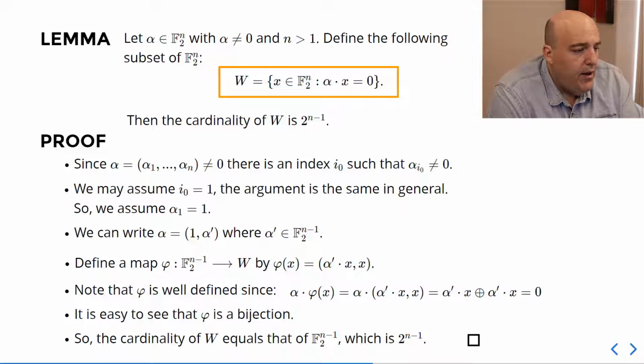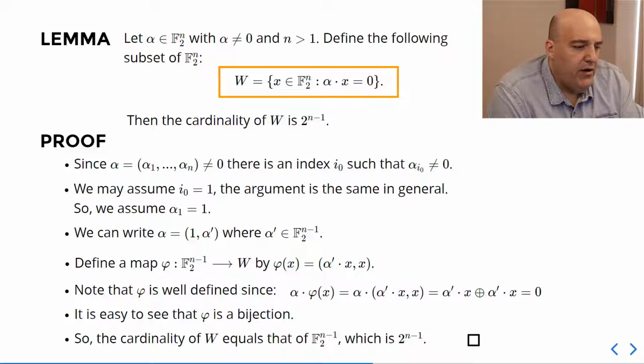Now, since alpha is not 0, we can find an index I0 such that alpha sub I0 is not 0. In other words, it's equal to 1, right? It's either equal to 0 or 1. If it's not 0, it must be 1. Now, that index really could appear anywhere, but just for the sake of our notation, which will be a little bit easier, we can assume that the index is at index 1. So we can assume I0 is 1. And that means that alpha 1 is non-zero, so alpha 1 is equal to 1.